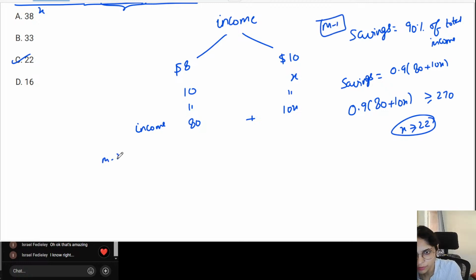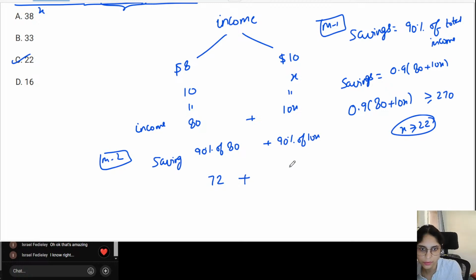Now in method 2, you will find savings of individual: 90% of 80 plus 90% of 10x. This is going to be 8 times 9 is 72, so 72 plus 9 times 10 is 90, and dividing by 10, just 9x. So this is your total savings, and you can make 72 plus 9x greater than or equal to 270. You will still get the same answer.